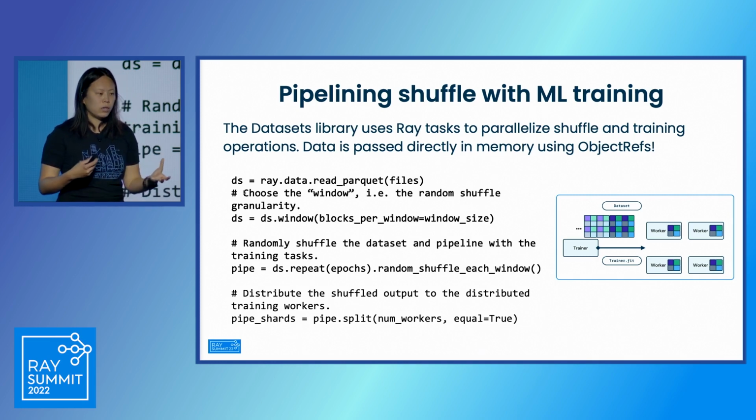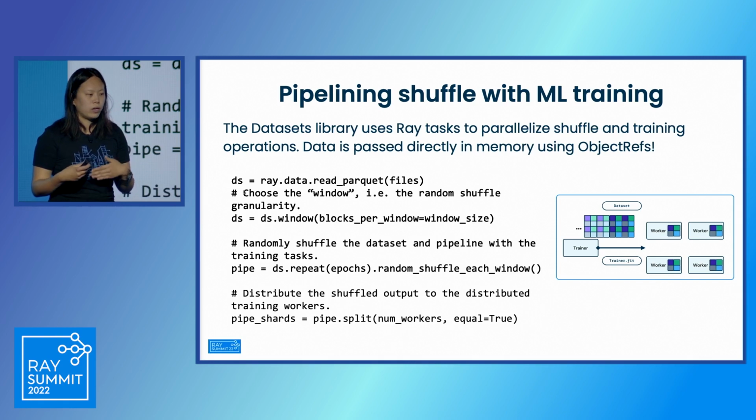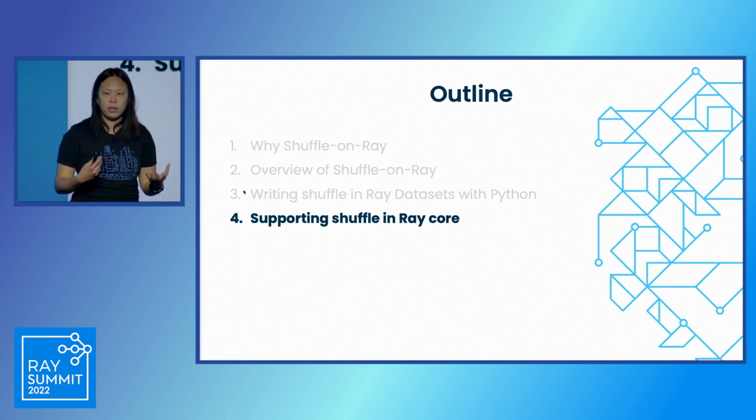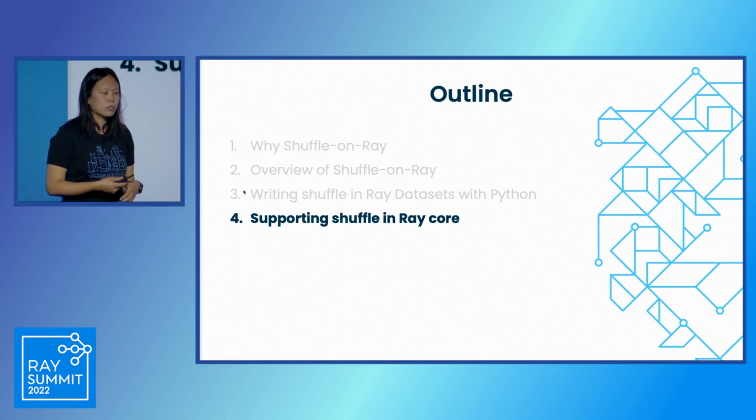So I think the cool thing here is that what's making all of this possible is the fact that all of these library calls are using Ray tasks and object refs under the hood. OK, so next I'll hand it over to Jiajun to talk about some of the key Ray Core features that made this work possible.